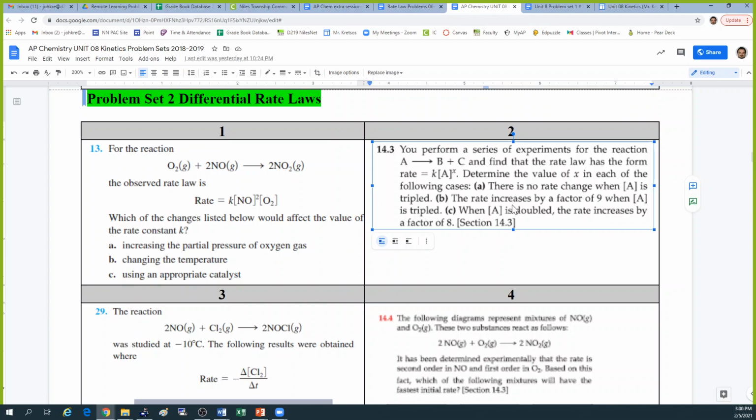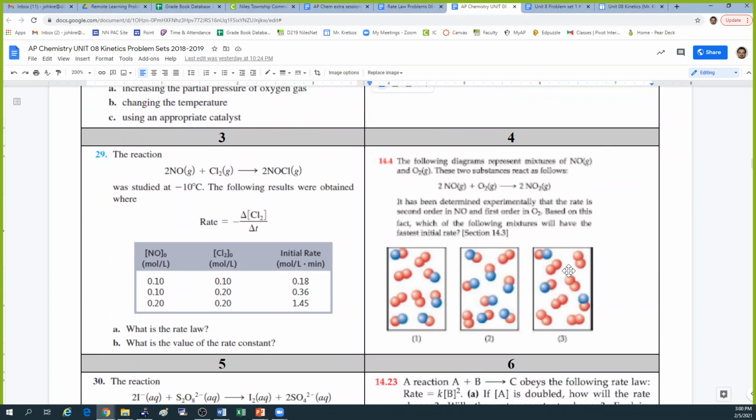Right. Okay. And then it says when A is doubled, the rate increases by a factor of 8. Now what is x? 2 to the x equals 8. 2 times 2 times 2 is 8, right? 3. 3, okay. So that's what that question is getting at.